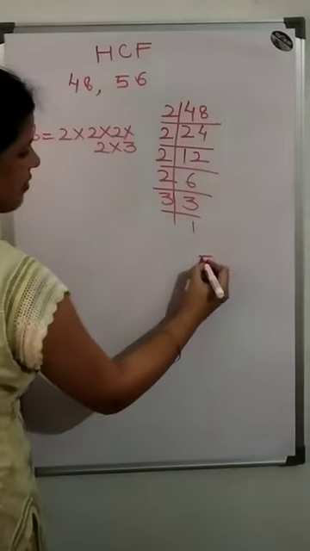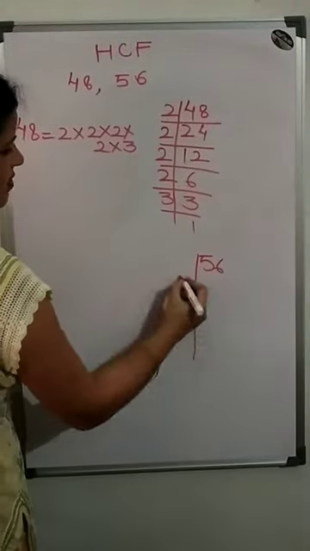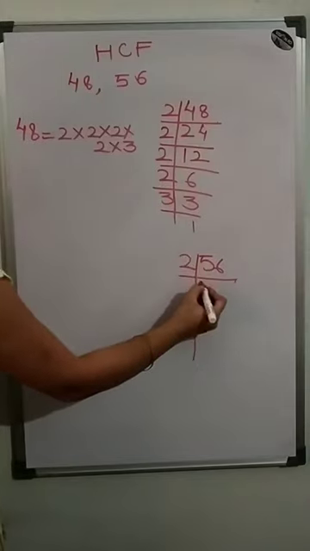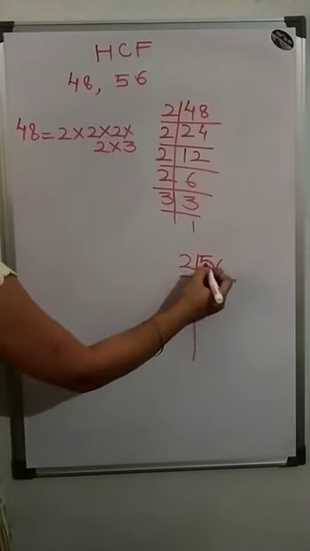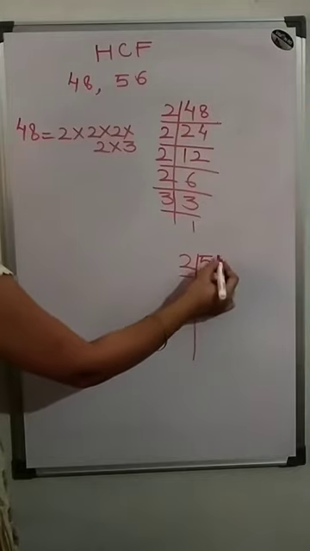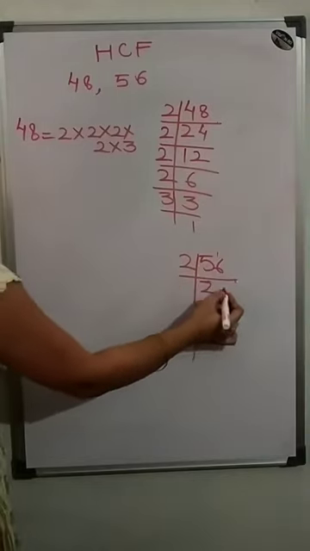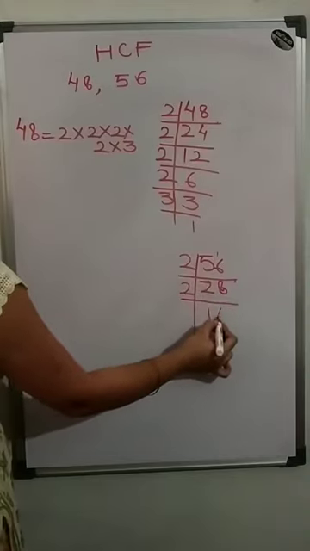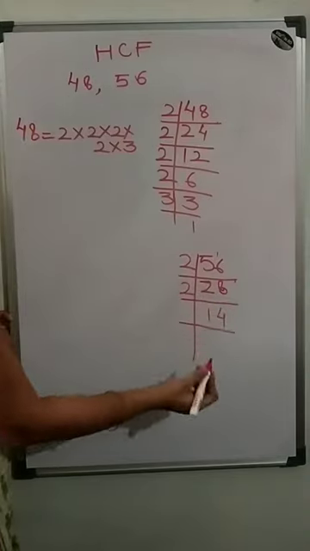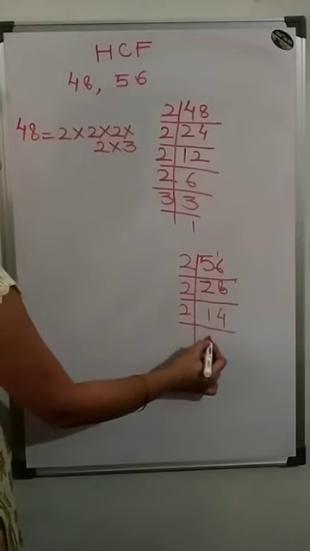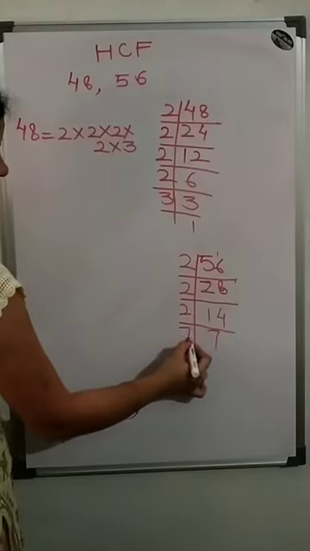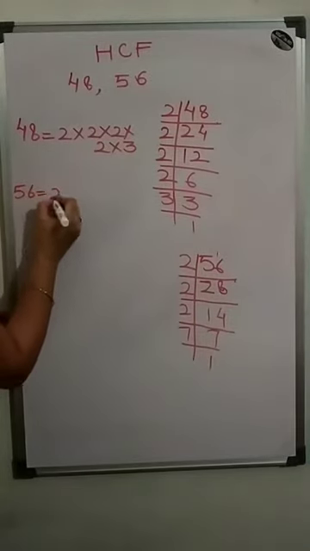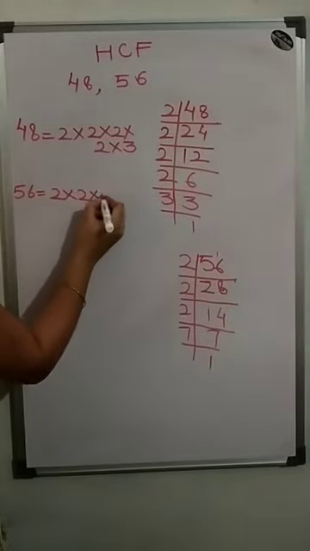And 56 is? 56 is also an even number, so divide by 2. 2 twos are 4, 5 minus 4 is 1. So 1 is there, 16. Now 2 eights are 16. Again divide by 2. 2 ones are 2. 2 fours are 8. 14 is again an even number, so it is divisible by 2. 2 sevens are 14, and 7 ones are 7. So 56 is equivalent to 2 multiply 2 multiply 2 multiply 7.